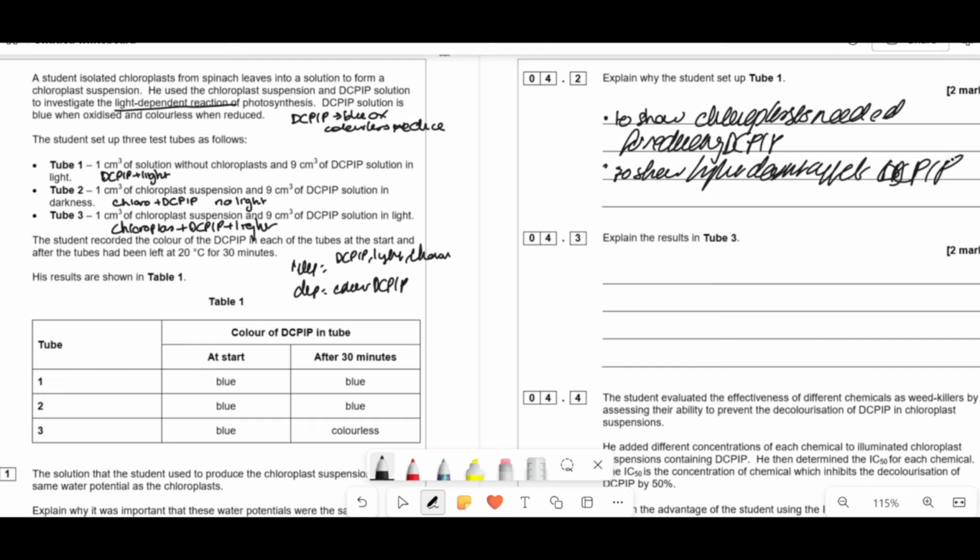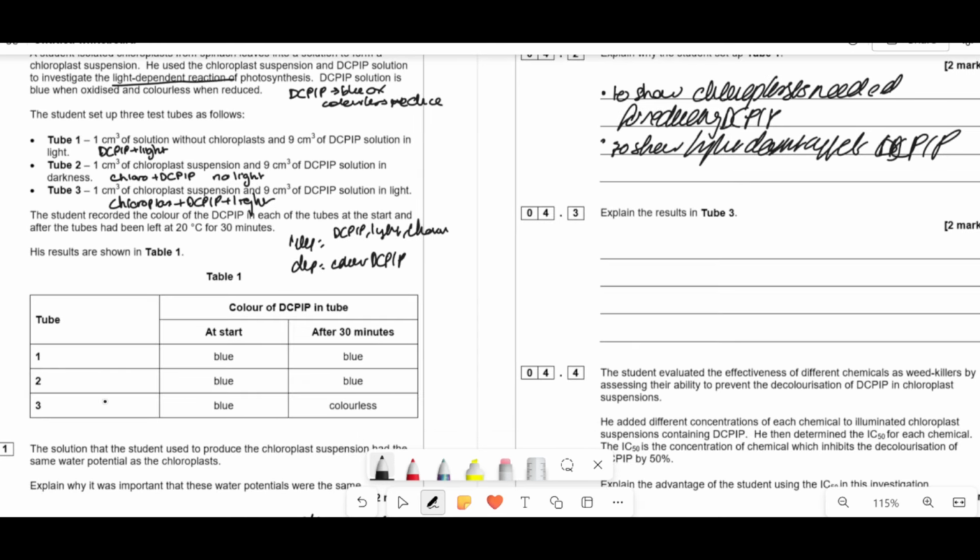Lots of people would like to say "allow comparison." No, it's your job to do what the comparison bit is. You need to explain why. Explain the results in tube 3. So if we look at tube 3, we've got blue and colorless. Clearly, it means that this DCPIP has been reduced. So number one is you're going to say DCPIP is reduced.